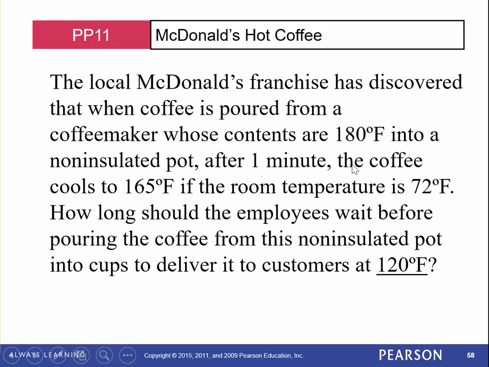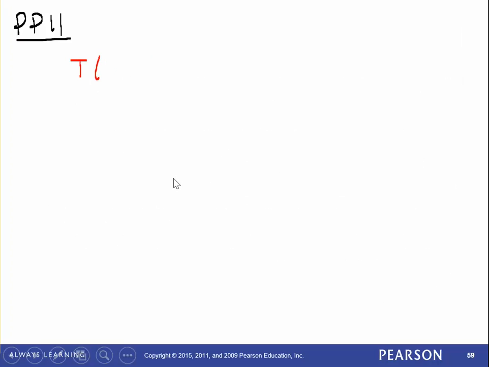After a minute, we notice that it cools down to 165, and then we do have a room temperature of 72. So then we're going to figure out the time value so that when it gets to the customer, it's going to be 120 degrees Fahrenheit. All right, long problem, but let's see if we can keep up here.